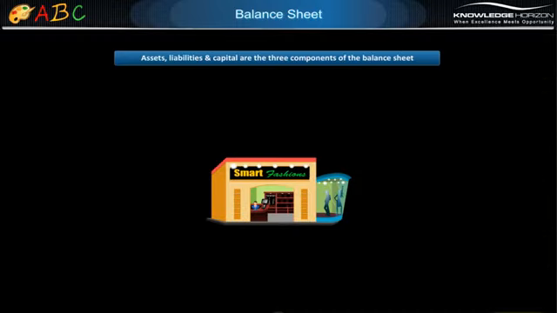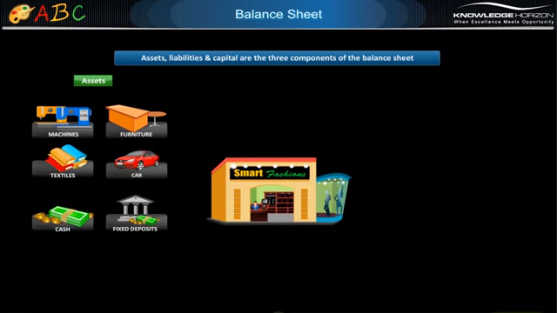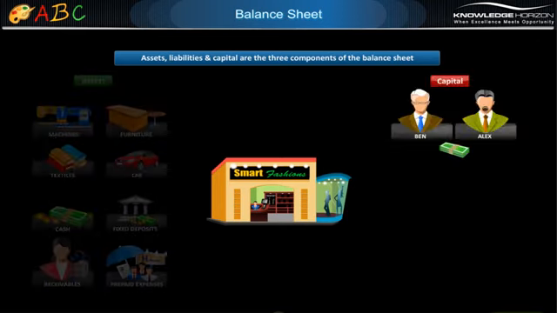Assets, liabilities, and capital are the 3 components of the balance sheet. The possessions of the firm which result in future economic benefit are assets. For example, the machines, furniture, textiles, car, cash, and fixed deposits possessed by Smart Fashions are all assets. The firm has full rights over receivables and prepaid expenses, which result in future economic benefits, and therefore these are also treated as assets. Any fund put into the business by the owners is capital.